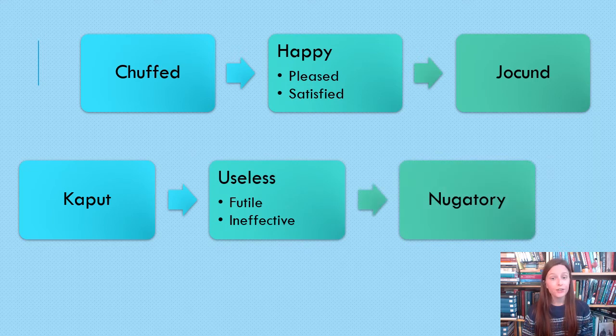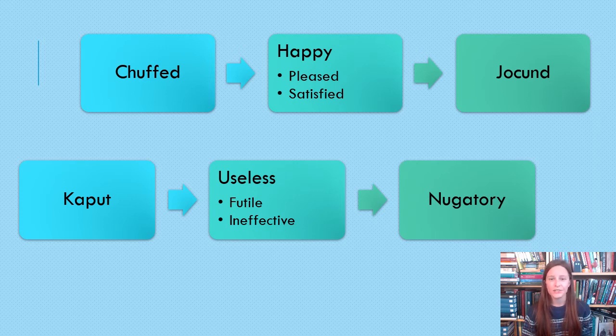On the left, you'll see a few words that are far too informal for an academic essay. Chuffed and kaput are both too colloquial to be appropriate in an essay. On the right, you'll see a few words that are probably too formal. Do you even know what jocund and nugatory mean? I'll admit that even with a PhD in English, I still had to look up what nugatory means.